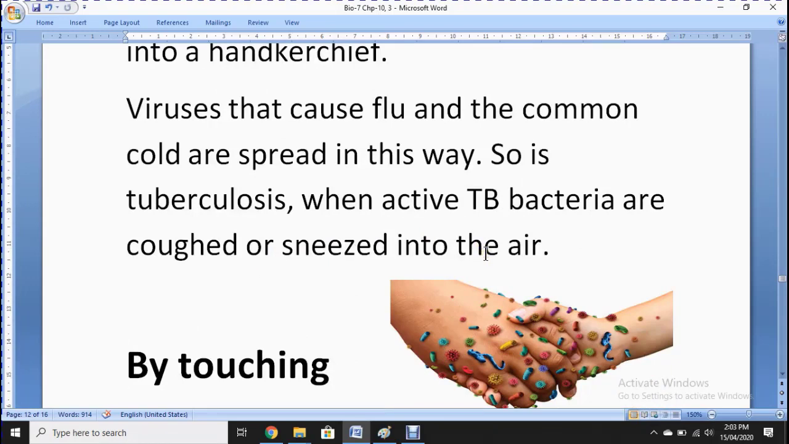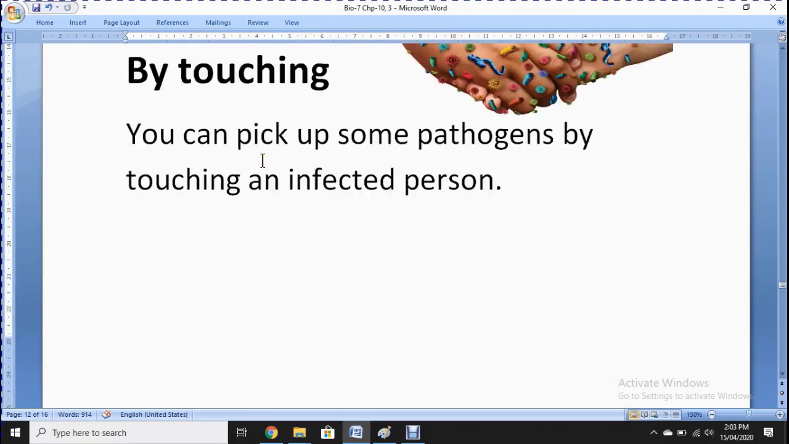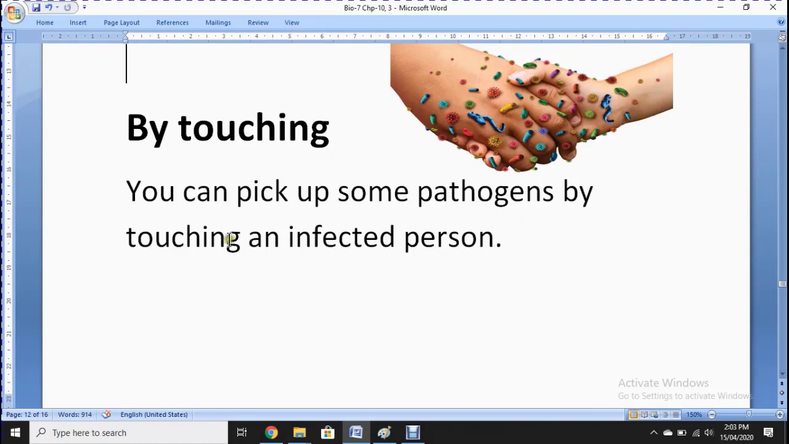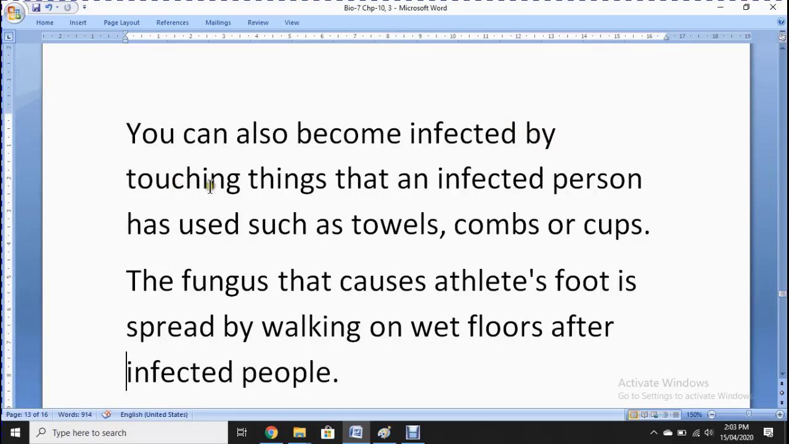Here is another method, which is by touching. You can pick up some pathogens by touching an infected person. You can't see them with your naked eye, but if he is infected, because they are very small, they can move from one person to another by touching. You can also become infected by touching things that an infected person has used, such as towels, combs, or cups. The fungus that causes athlete's foot is spread by walking on wet floors after infected people.